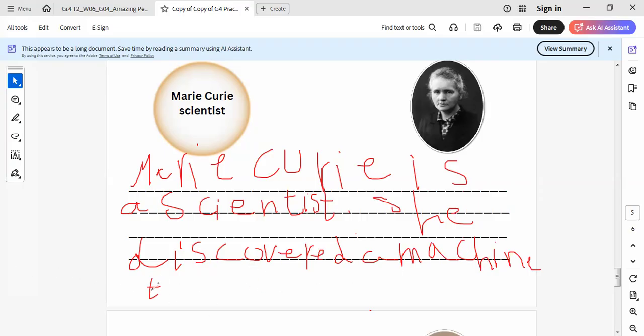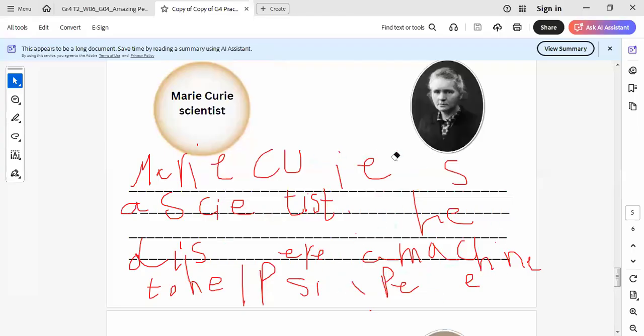She discovered a machine to help sick people. Okay, this is the discovery. This is how Marie Curie helped people through her field of science. Okay, let's go to the last one.